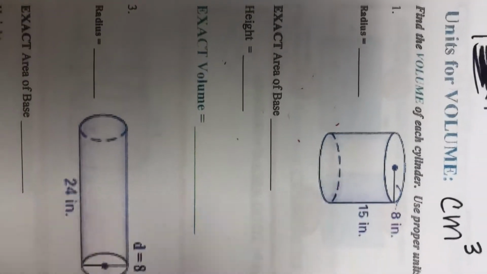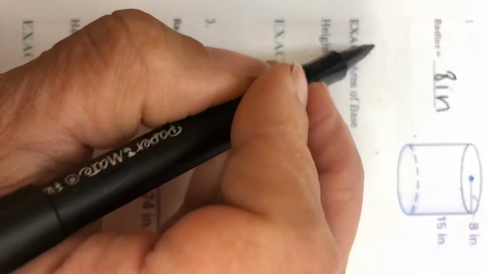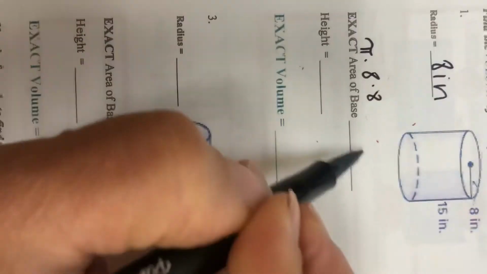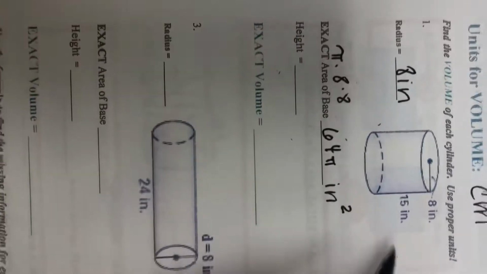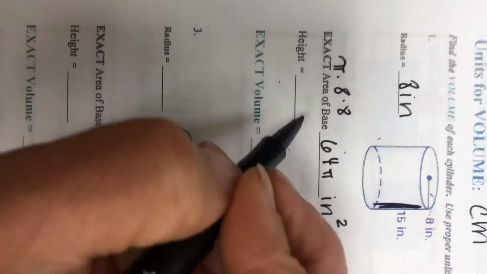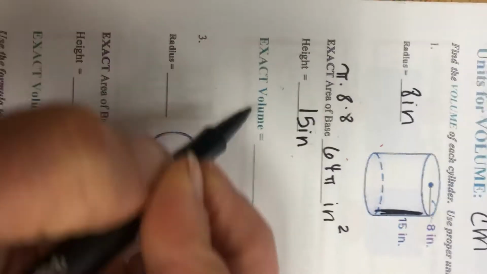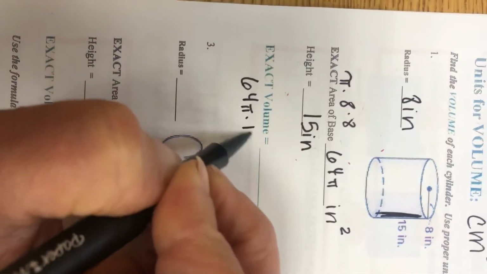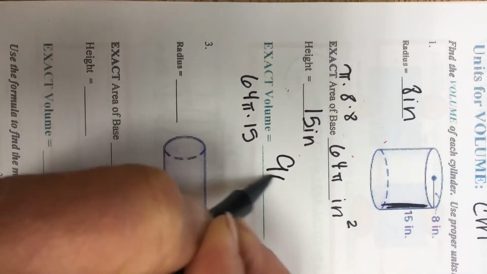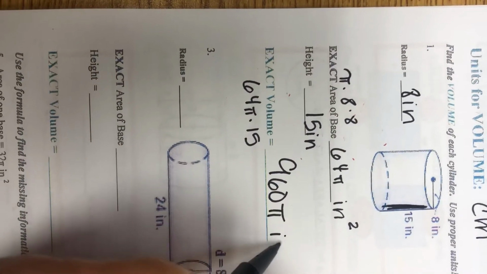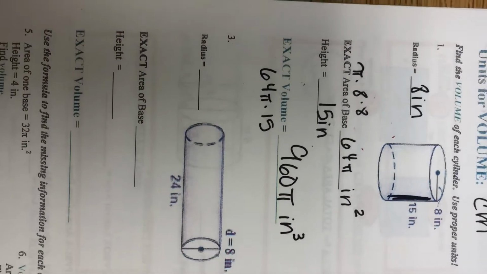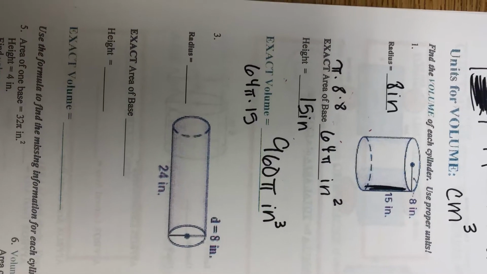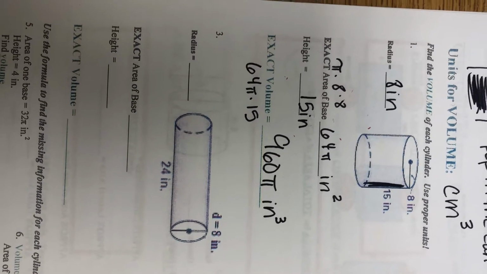So if I look at this cylinder, I might say, oh, okay, the radius is 8. Therefore, the exact area of the base is pi symbol times 8 squared, or 64 pi inches squared. Height connects the two bases. So the height that connects my two circles is 15. For volume, my formula says area of the base times height. So 64 pi times 15 is 960 pi inches cubed.